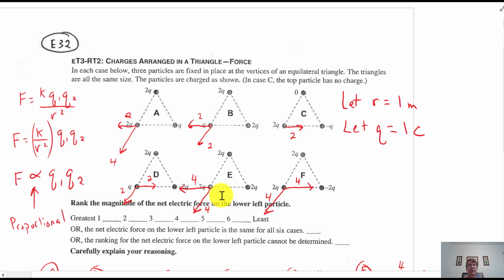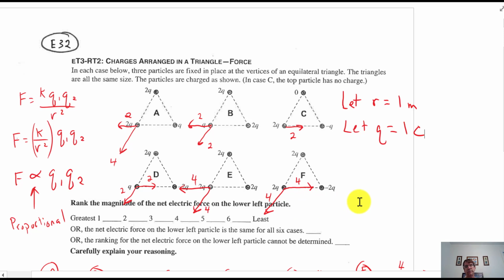And then case E is a lot like case A. We got the 4 down and to the left, but then we also have 4 straight to the left. So it's just like case A, except for now we have a 4 and a 4 instead of 2 and a 4. And then case F, along the bottom they attract, 4 and 4. So those are my 6 diagrams.